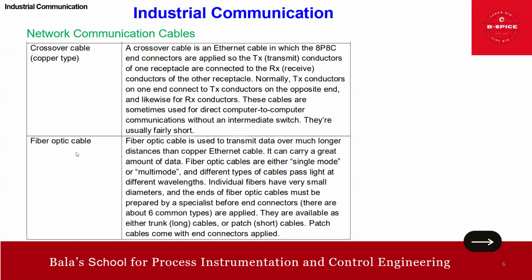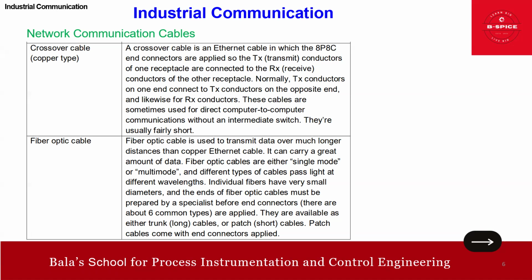Then we have fiber optic, which we all know. This is used to transmit data over much longer distances than copper Ethernet cable, so it carries a great amount of data. Fiber optic cables are either single mode or multi-mode, and different types of cable pass light through different wavelengths. There are many aspects to single mode and multi-mode, and we are not going into that technicality. But if anyone wants to know the features of single mode and multi-mode, comment, and I will put up a separate video.